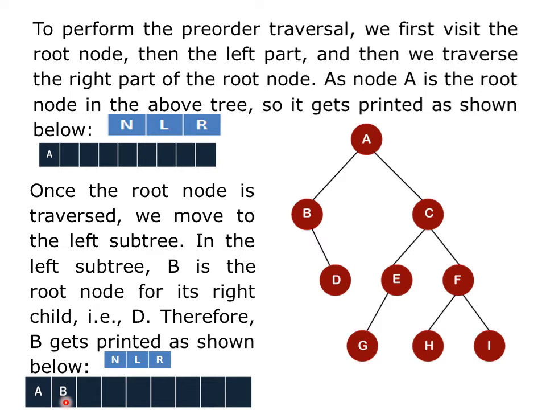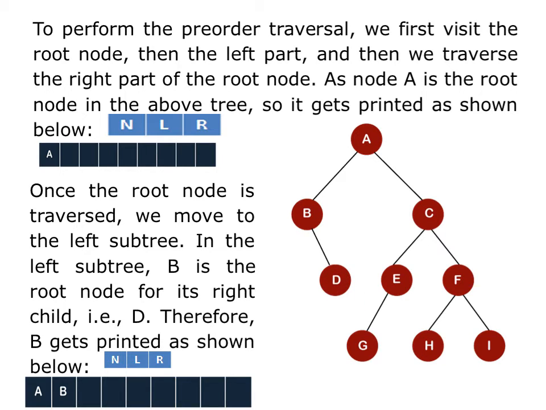You can observe here, once the root node is traversed, we move to the left subtree. This part B is the root node for its right child, this one and this one. What happens? That is D. Therefore B gets printed as shown below. But here after B it should move to the left. But in this diagram you observe that there is no left subtree. Automatically what happens? It will move to the right node of B. That is, the right node of B is D.